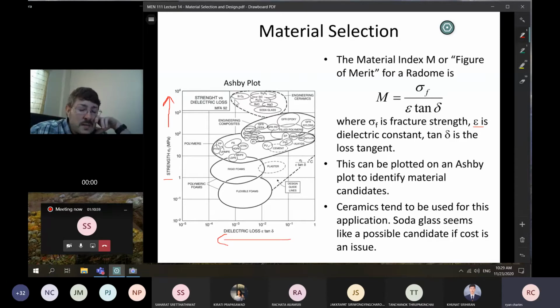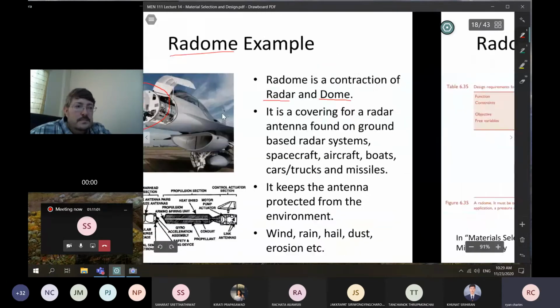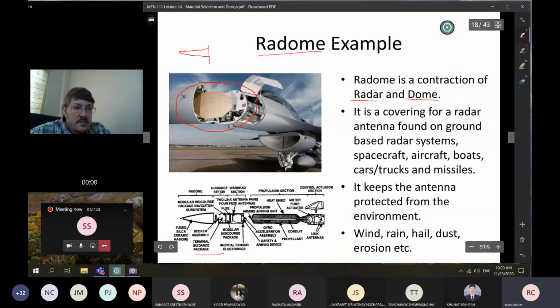On something like a missile, this is one-time use, right? You're going to make it and break it. On the aircraft, it's going to have to last for a long time. So here, maybe you spend the money. On the missile, maybe you're trying to minimize cost.